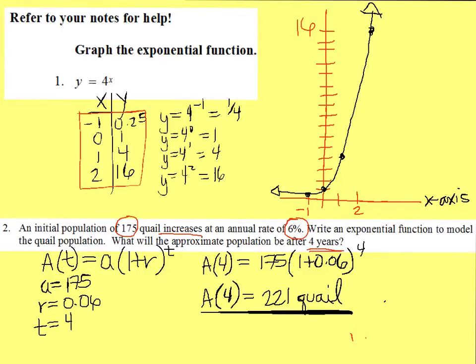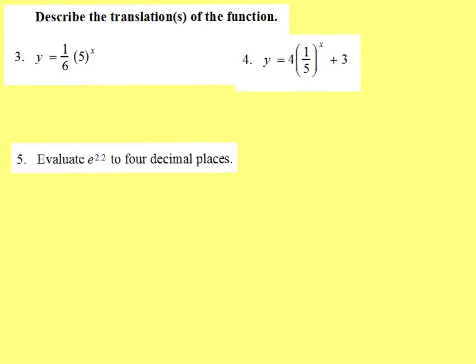And that's my answer. Alright, let's look at number 3 and 4. 3 and 4 say to describe the translation of the function. So first you want to identify your parent function. And your parent function is the function that has the exponent of x. So my parent function is 5 to the x.